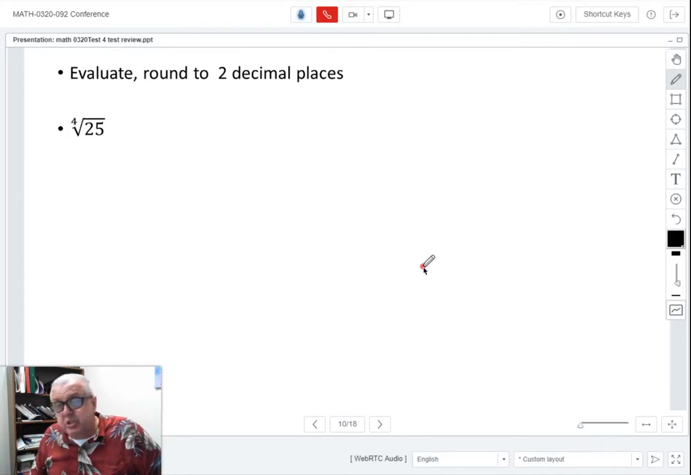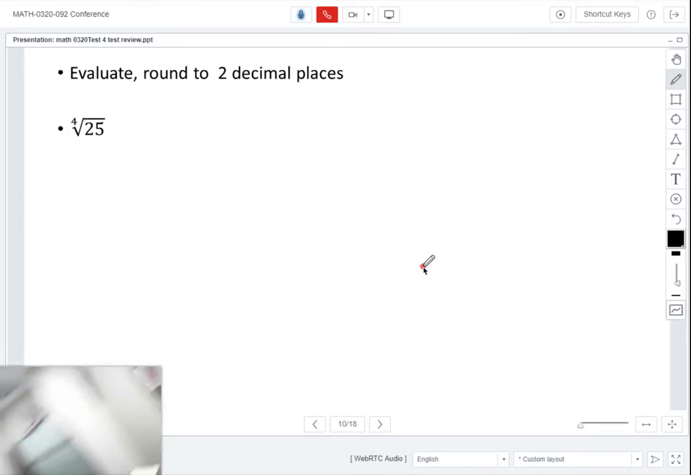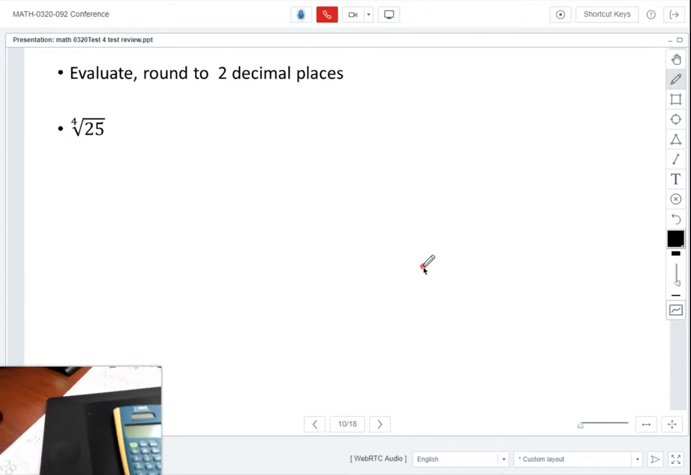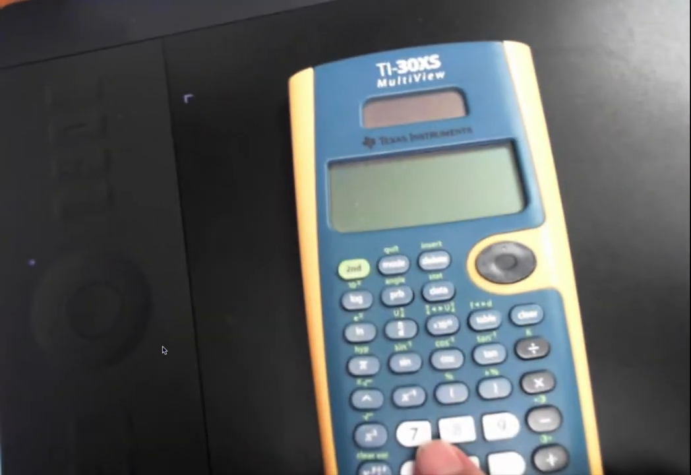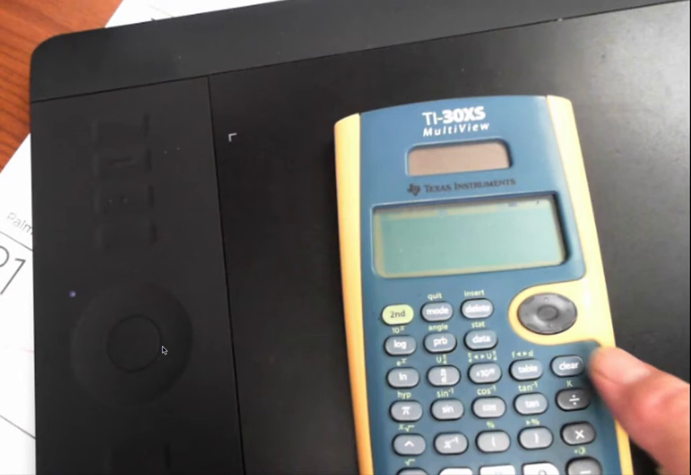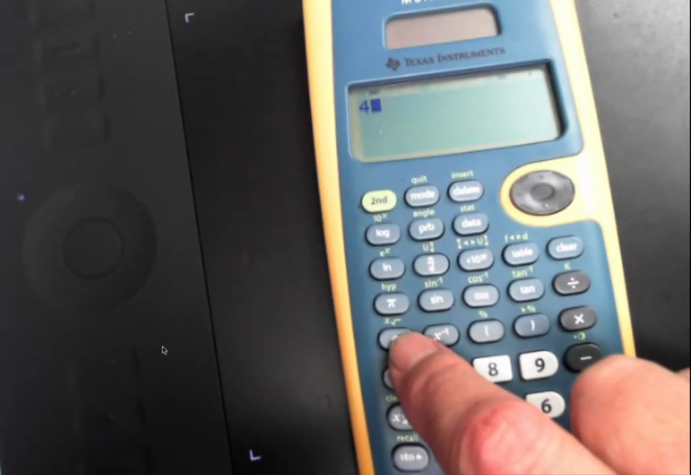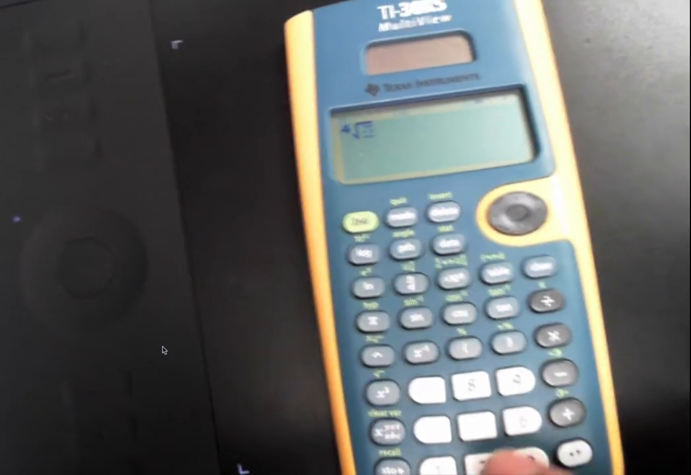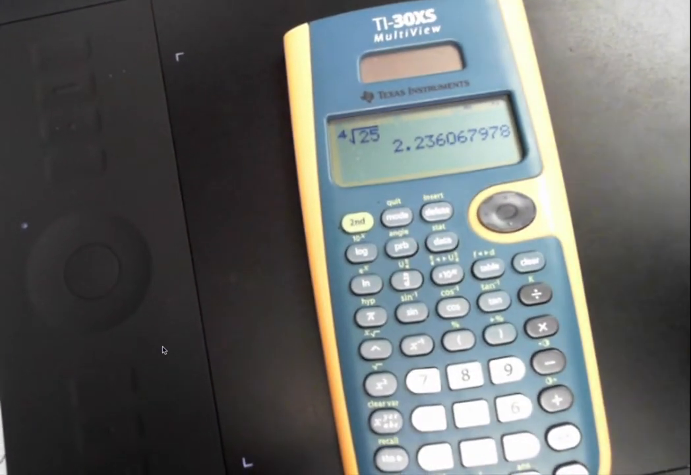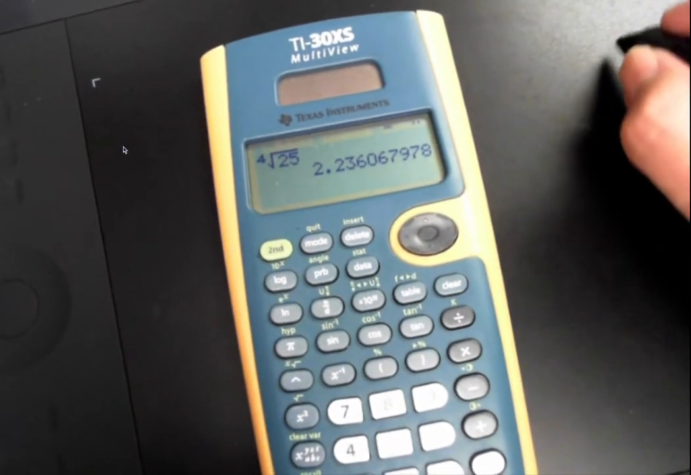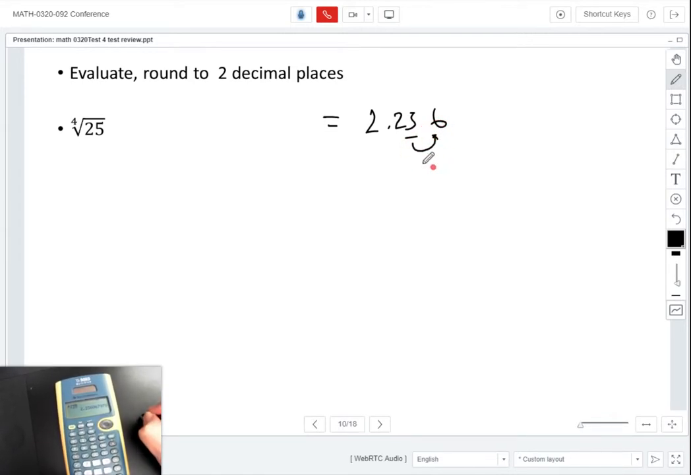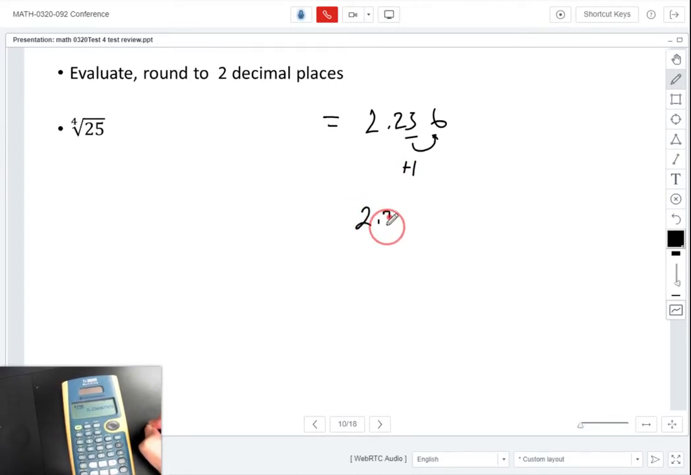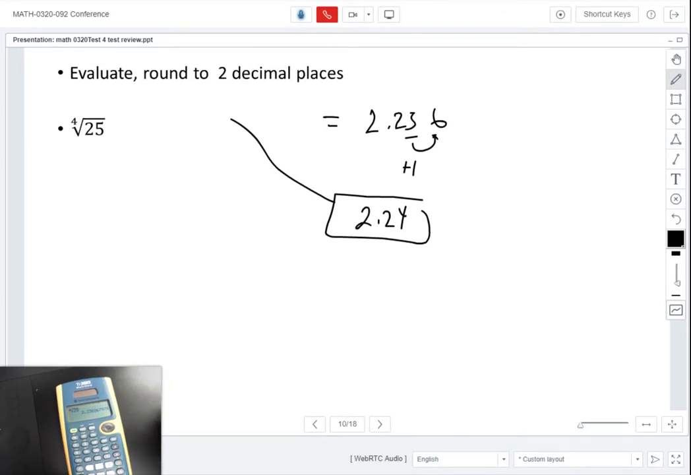Evaluate this to two decimal places. So you have to put this in your calculator. So let me do that for this one. The fourth root of 25. So on the TI-30X, I'm going to hit the 4 first. And then I'm going to hit that radical symbol with the X. That puts the 4 there. Fourth root of 25 is 2.236. It says two decimal places. So I look to the third decimal place. It's 5 or more, so I add 1. 2.24. There's my answer using the calculator.